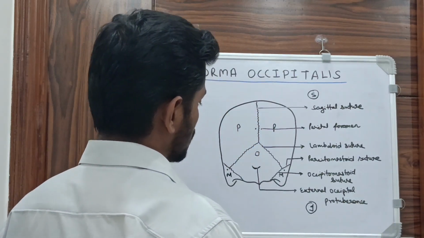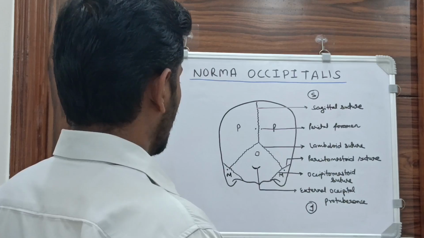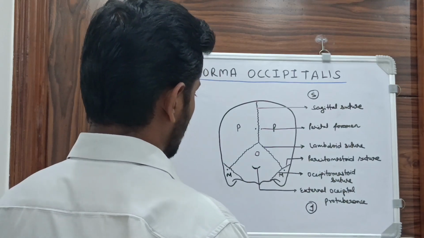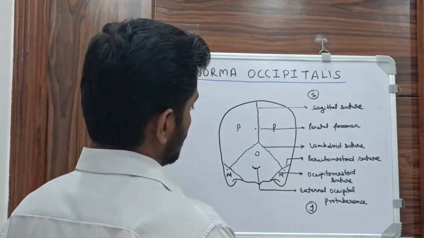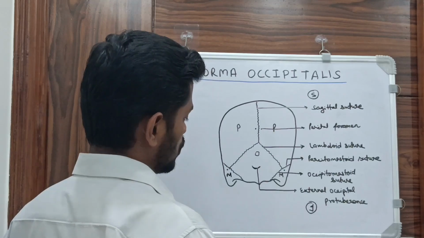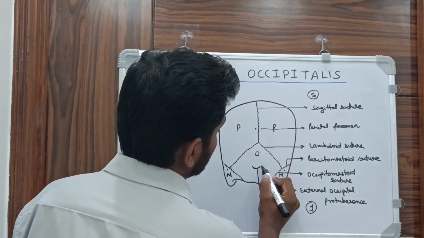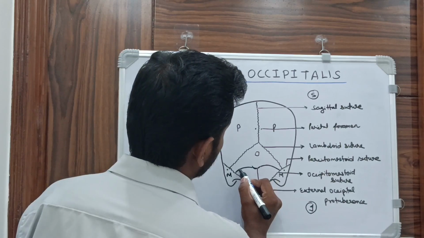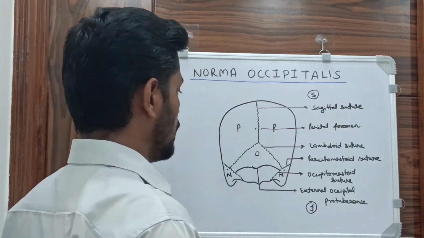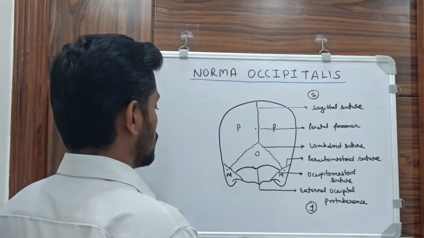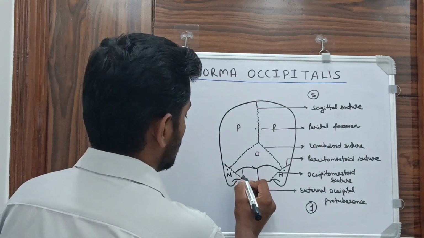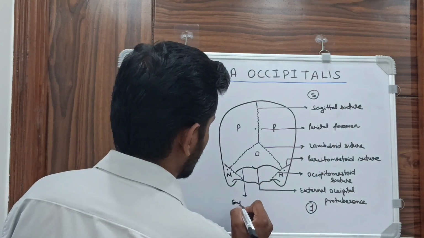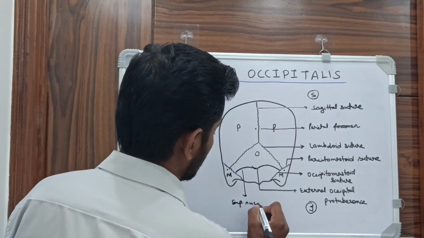Now from the external occipital protuberance there emerge two lines which pass laterally, and they reach the rough part of the mastoid process. These lines are known as the superior nuchal line. So this line is the superior nuchal line.